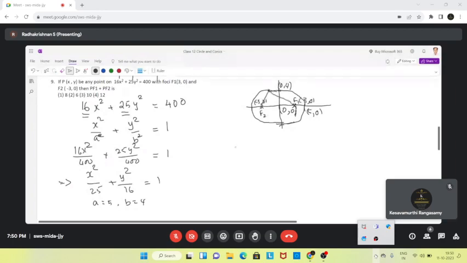PF1 plus PF2. Looking at this diagram, can somebody answer this?